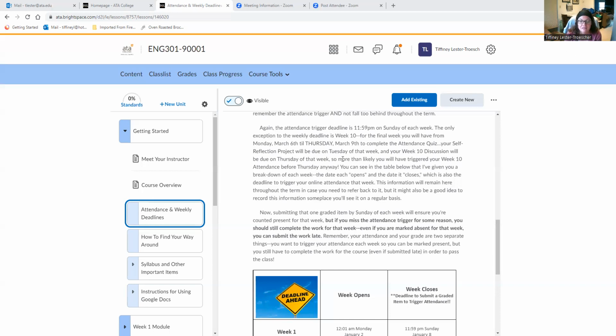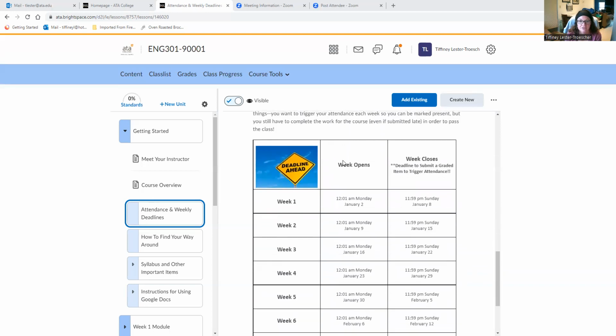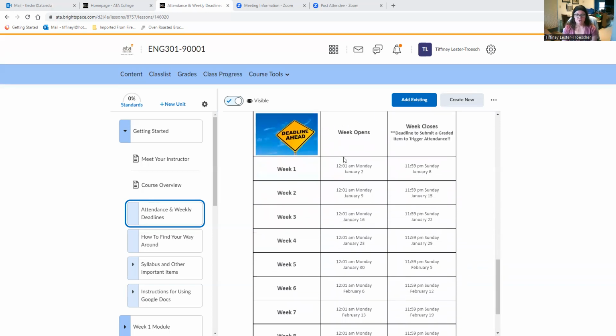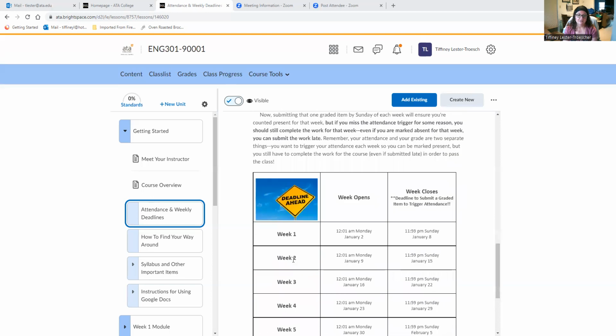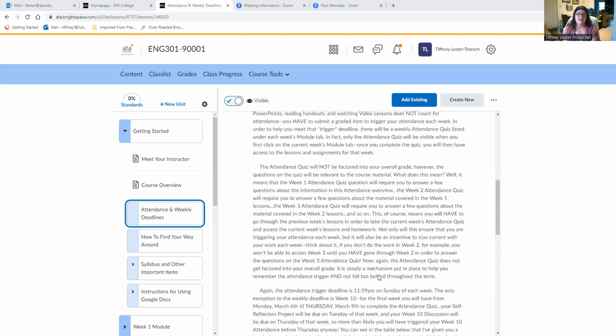Okay. The other thing that I have here on this page is just a nice little chart that shows you the exact dates for the term. You can see when week 1 begins and ends, when week 2 begins and ends. So you can always come back to that chart if you're unsure of what week we're in, if you need to plan ahead, anything like that. It will have the exact dates listed for you.